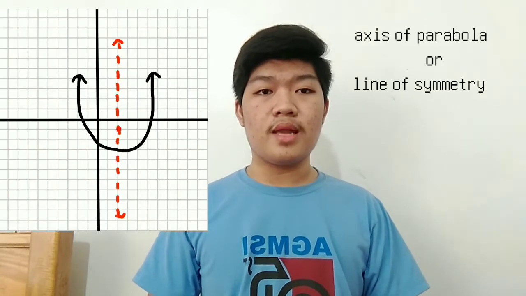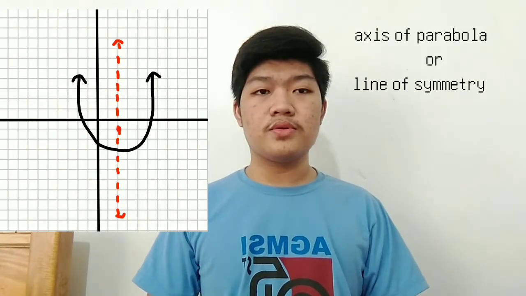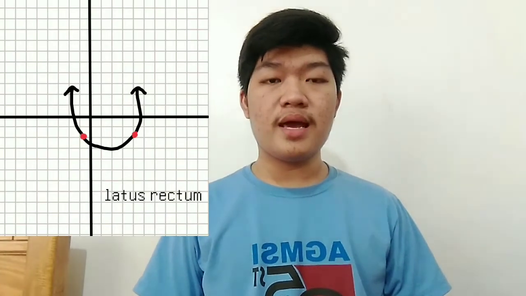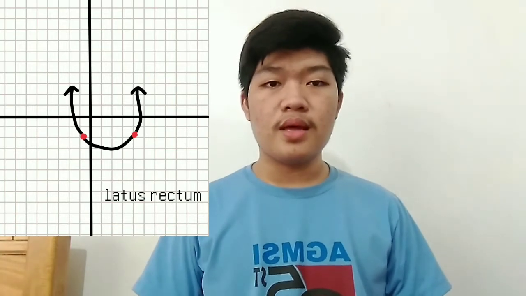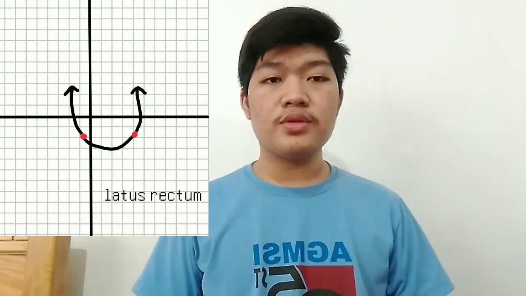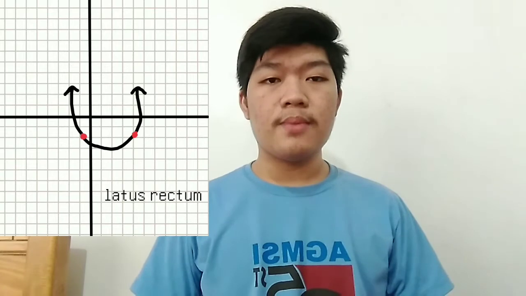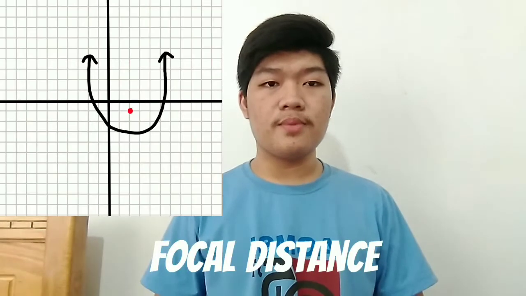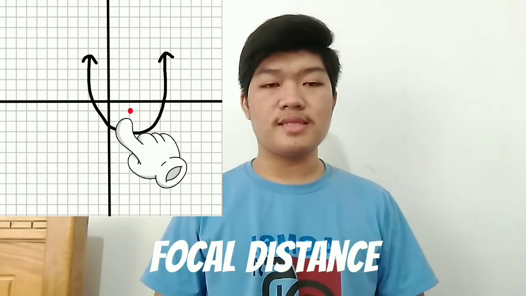The fourth part is the axis of the parabola, the line that passes through the focus and the vertex. The fifth part of a parabola is the latus rectum, the line segment joining two points of the parabola, passing through the focus and perpendicular to the axis. The last part of a parabola is the focal distance, the distance between the vertex and the focus.